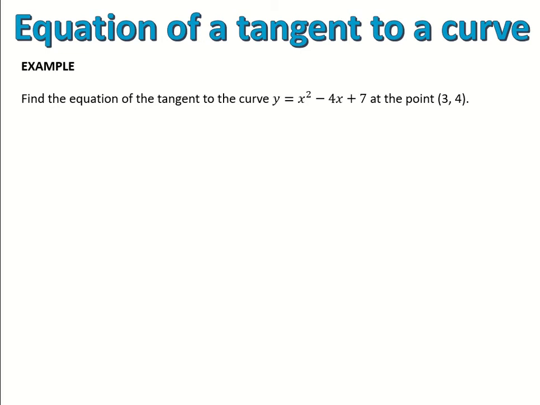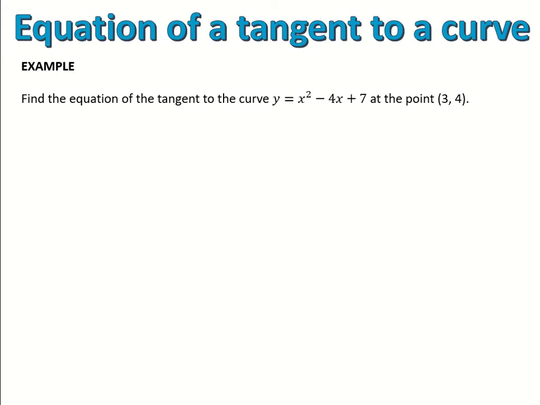Okay, so the question will look something like this. Find the equation of the tangent to the curve y equals x squared minus 4x plus 7 at the point (3, 4). Okay, so nothing about differentiation in that question. All we've got is the equation of a curve, we've got a point, and we want to find the equation of the tangent.